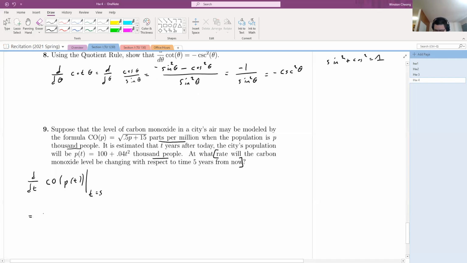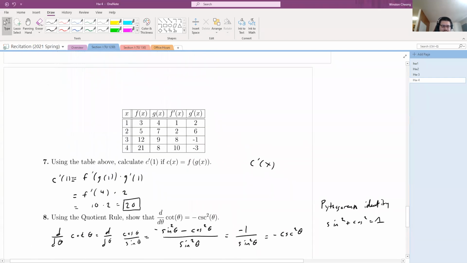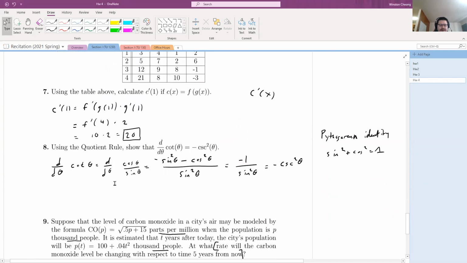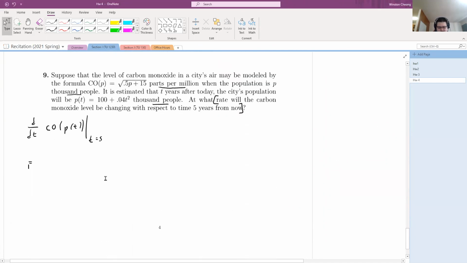Well, how do I want to explain this? So definitely you see that there's a chain rule here, and you see that we're going to plug in 5. So similar to number 7, where we could just write it out in the form where it's already plugged in, we can also do the same thing here. So we want to take a derivative of the carbon monoxide function, and then we're going to have to plug in P at 5, and then we're going to multiply by P prime at 5. Okay, so we need these two numbers in order to get our answer. And we can calculate these two numbers separately.